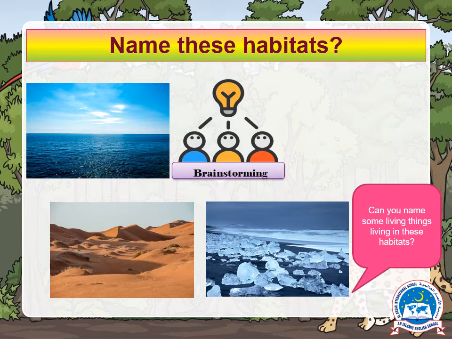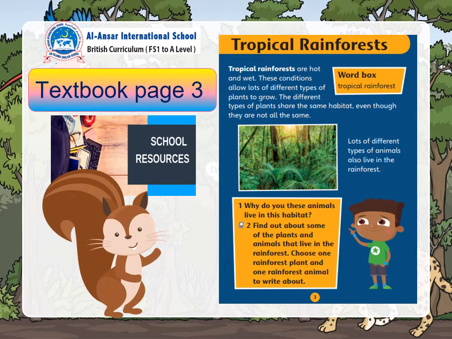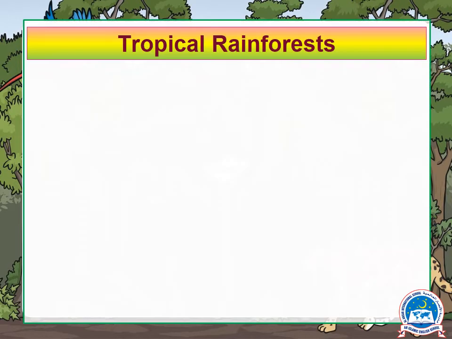Then we have Arctic. What do you think? What type of animal live in Arctic? And then the last is rainforest. So take your time, pause the video here and think about animals living in these habitats. Moving on to this slide. This is your textbook page number 3. You can refer to this page for this lesson today.